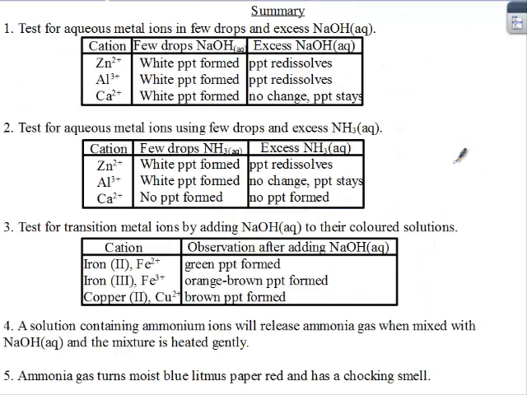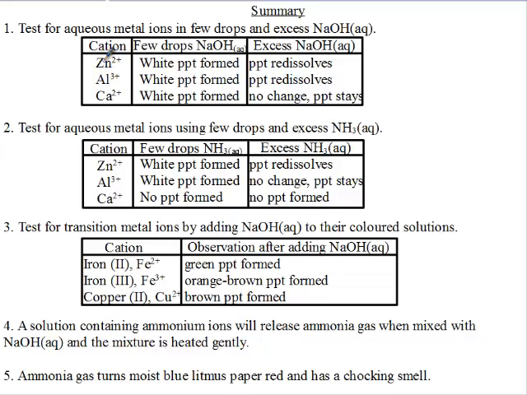Let's summarize what we have studied today. Everything is going to be put in a table so that we can easily know what we have done today. Now, to test for aqueous metal ions in a few drops and excess sodium hydroxide, let's see the results we are going to get.